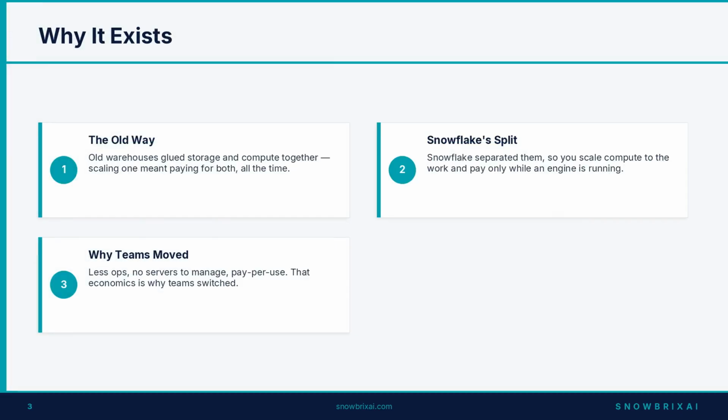So why does Snowflake even exist? Old warehouses glued storage and compute together in one box. If you needed more horsepower, you paid for more storage too, whether you wanted it or not. And the reverse, more data meant a bigger machine you ran around the clock. Snowflake split those two apart. Now you scale compute to match the work in front of you, and you pay only while that engine is running. That is the reason teams moved over: less operations work, no servers to babysit, pay for what you use.